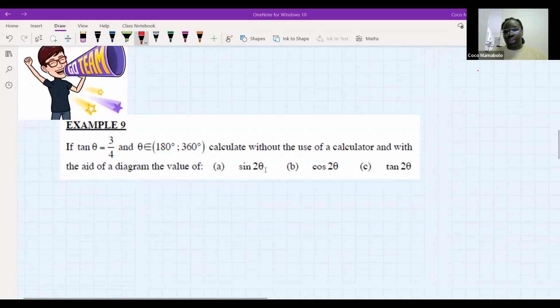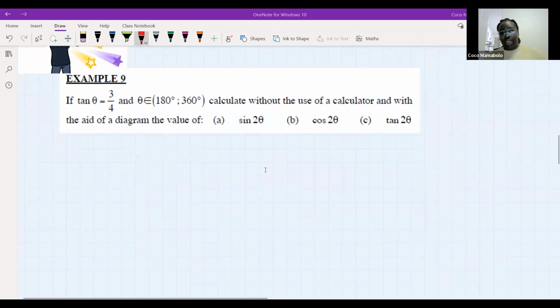I want us to do this question down here. Let's have a look at this question over here that says, if tan of theta is equal to 3/4, where theta is between 180 and 360, calculate without the use of a calculator and with the aid of a diagram, the value of the following.